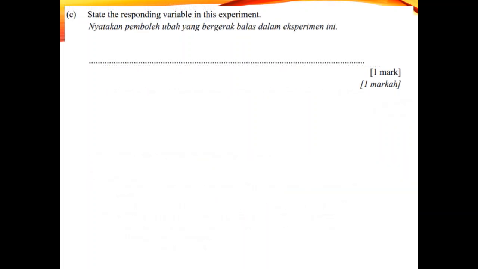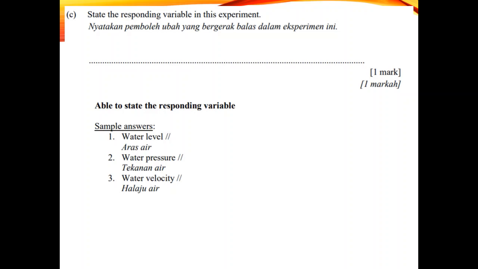Okay, next I move on to the next one. State the responding variable in this experiment. So the responding variable here is the water level, or you can write down water pressure ataupun water velocity.